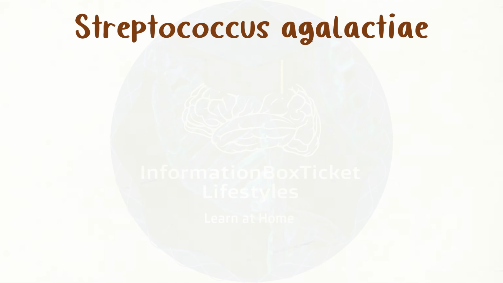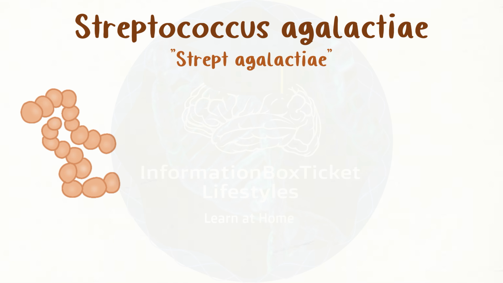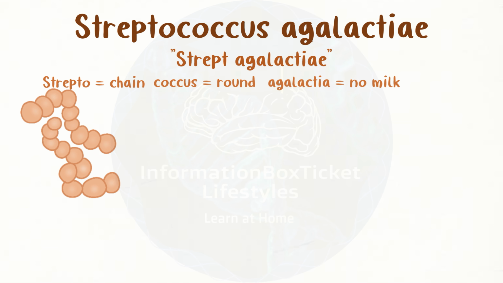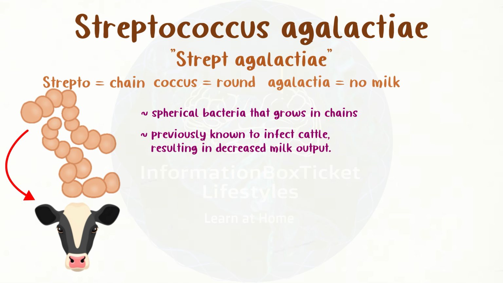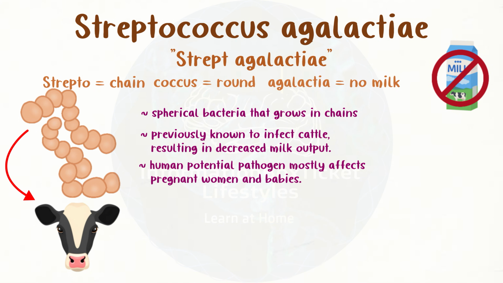Streptococcus agalactiae, often known as Strep agalactiae, is derived from the Greek words strepto, chain, coccus, round, and agalactiae, no milk. So, Strep agalactiae is the spherical bacteria that grows in chains and was previously known to infect cattle, resulting in decreased milk output. Later, Strep agalactiae was shown to be a human potential pathogen, causing a variety of illnesses that mostly affect pregnant women and babies.